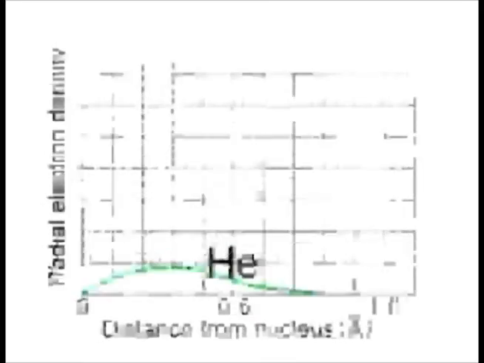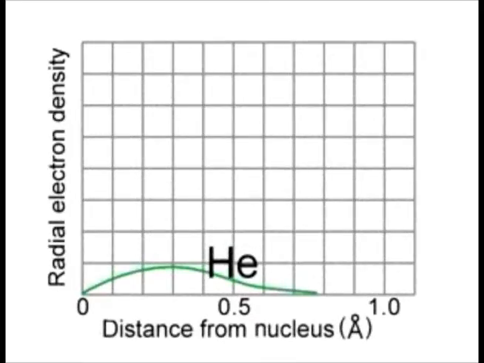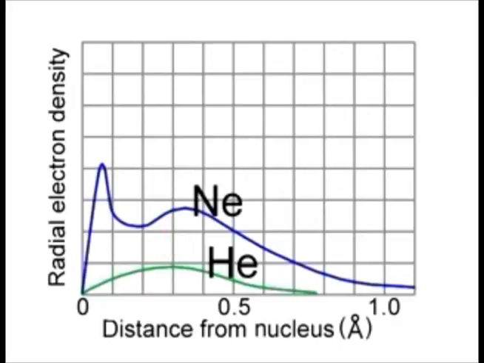The radial electron density corresponds to the probability of finding an electron at a particular distance from the nucleus. We find that for helium, the radial electron density has one maximum at about 3/10 angstrom radius. For neon, however, the radial electron density has 2 maxima, one rather close to the nucleus, the second much further out.